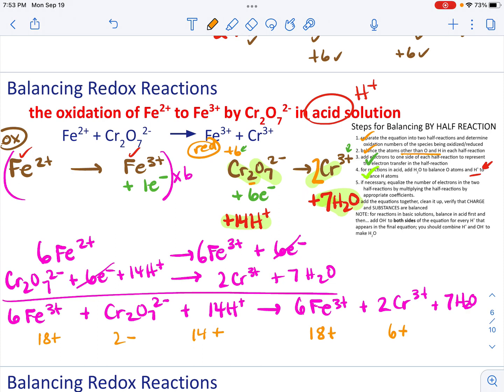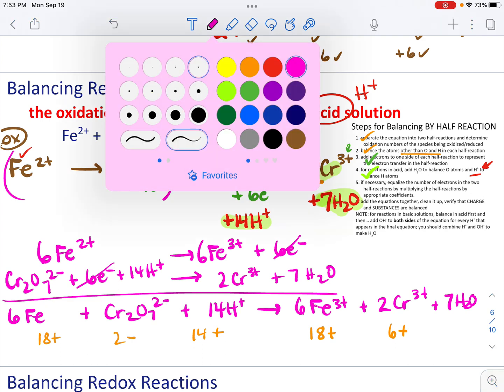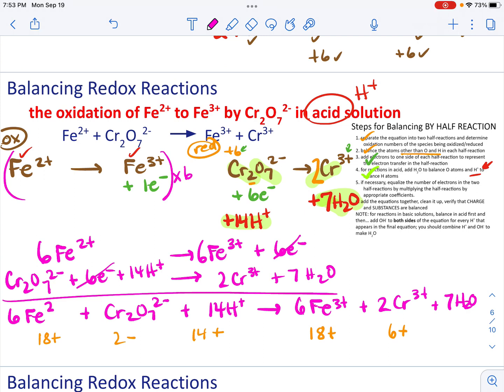Uh-oh, what did I do wrong? Oh, I know what I did wrong. I copied this incorrectly, and this is going to be where you make errors as well, so be really careful. This is 6Fe2+ from right there, okay? So this is not 18, but rather 12 positives, okay?